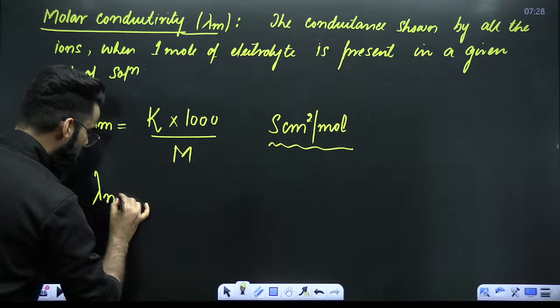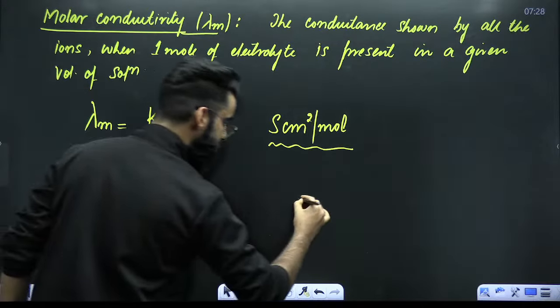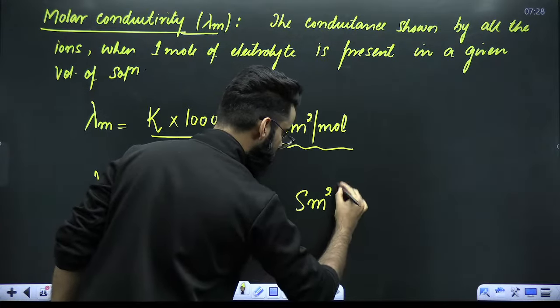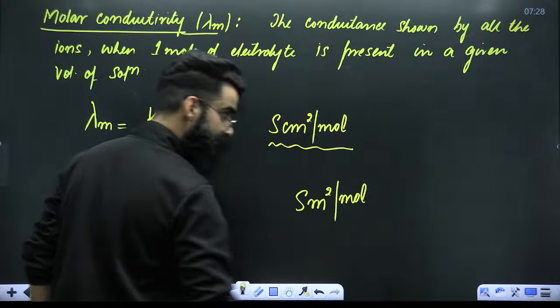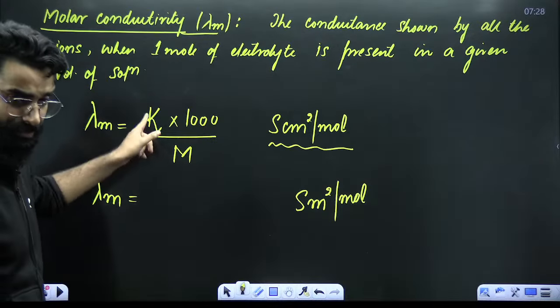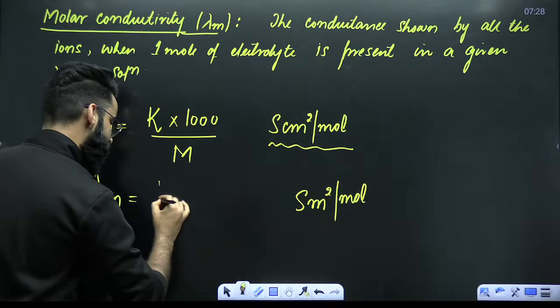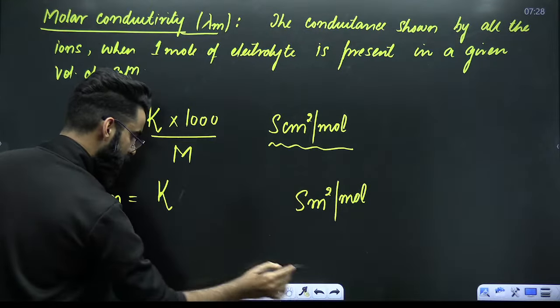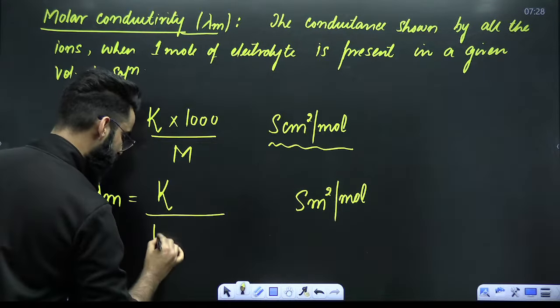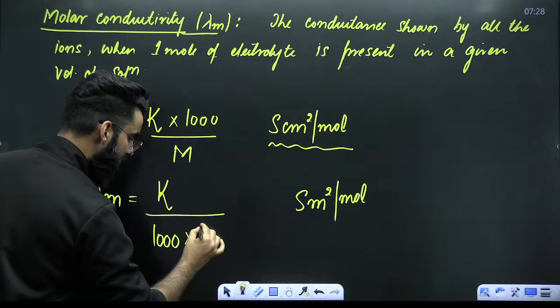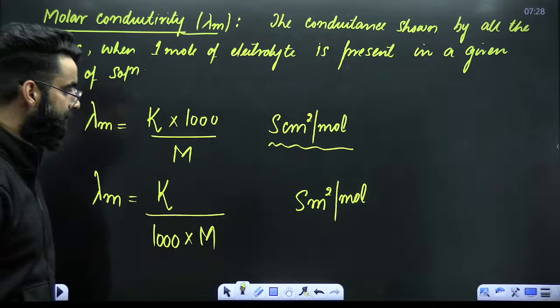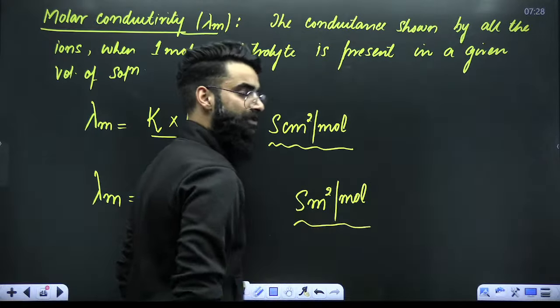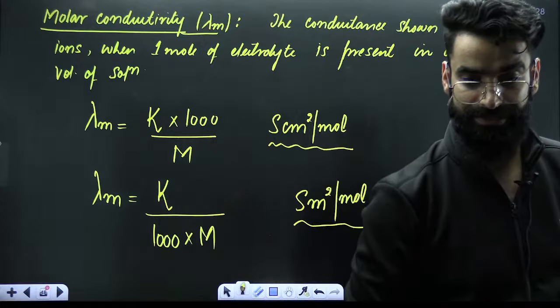If you have to calculate the molar conductivity in Siemens meter square per mole, this is not the relation which you will be using. You will be using the relation like this: kappa, conductivity, divided by 1000 multiplied by molarity of the solution. Perfect. My dear students, I want you guys to remember these two expressions. Is this clear?